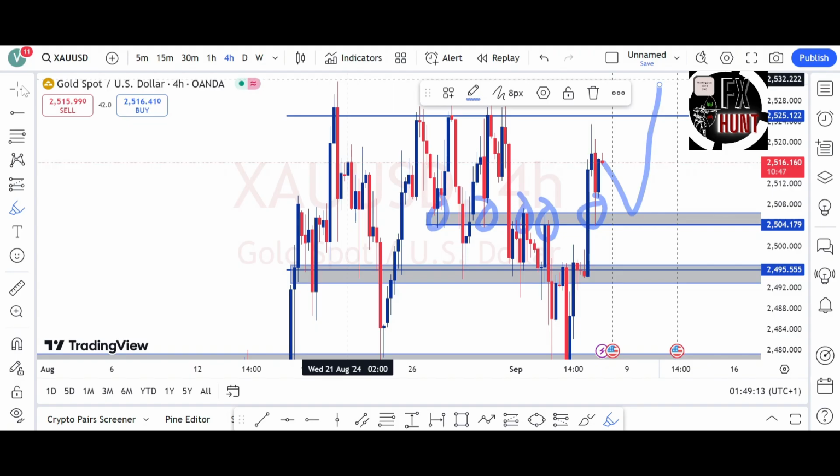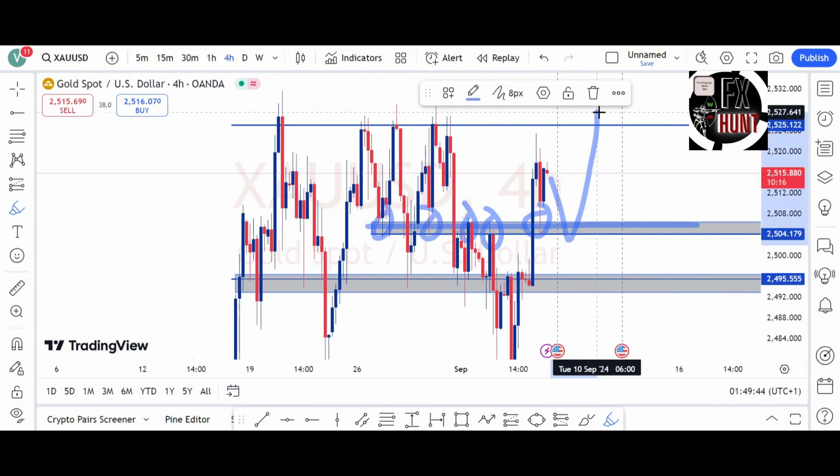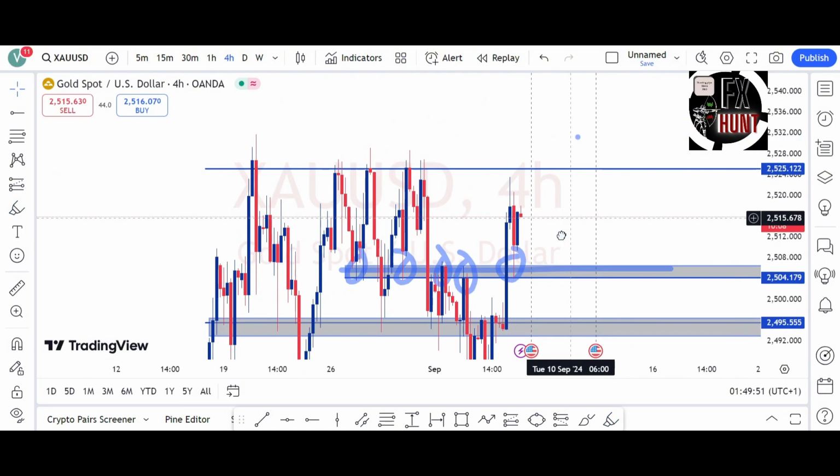retest on the 4-hour support. We are going to wait for price to retest the 4-hour support. This 4-hour support, now that price has clearly shown it is rejecting, is an area of interest. So we are going to wait for price to retest here and then continue bullish. But if price happens not to retest, what will be our next move?